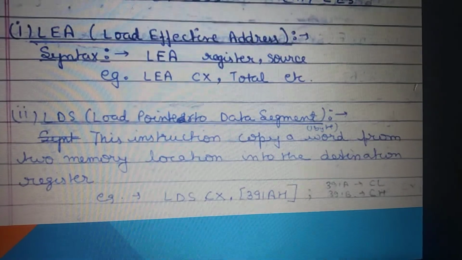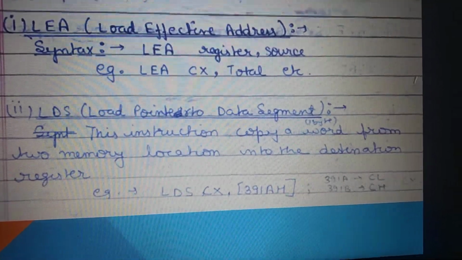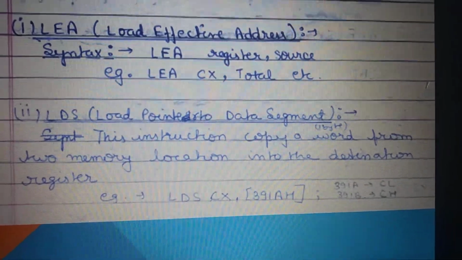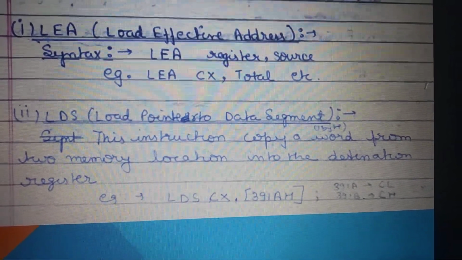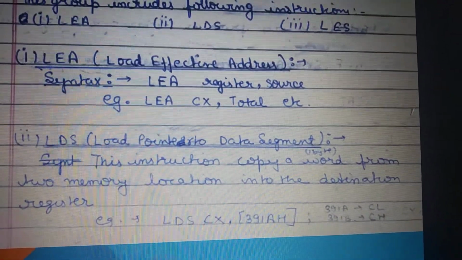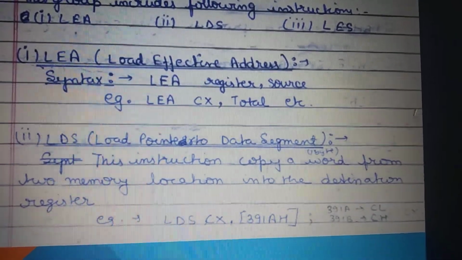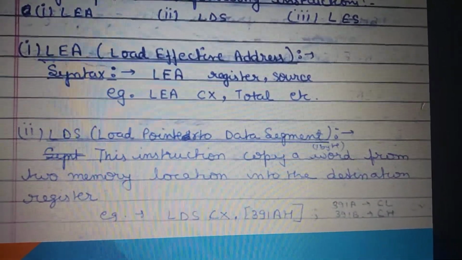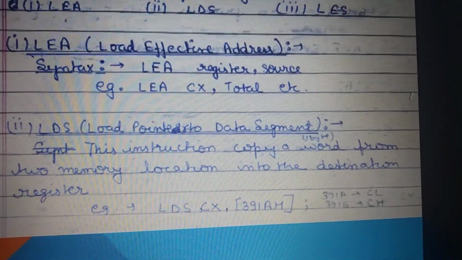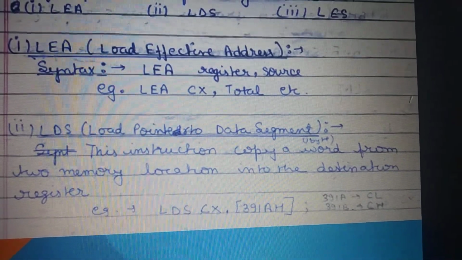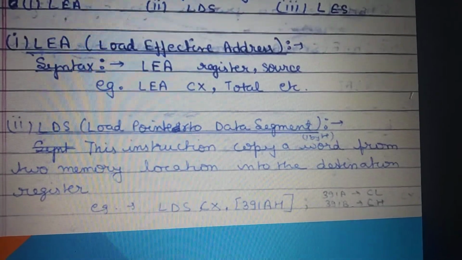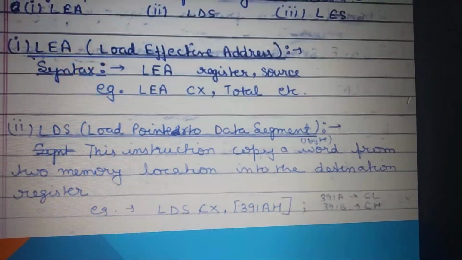Suppose that we are executing LDS CX, 391AH. So here only one location is given. So how can you copy a word, 2 bytes? Here the first address of the data to be transferred is given. A word will be stored in 2 consecutive memory locations, and the first location will be given in the instruction. So when we execute the instruction, the first and second locations' data will be transferred to the 16-bit register.